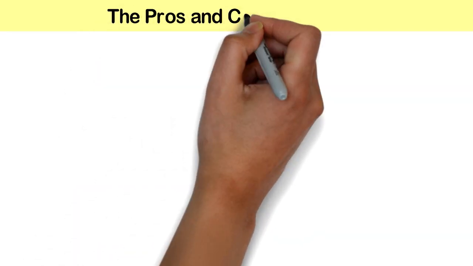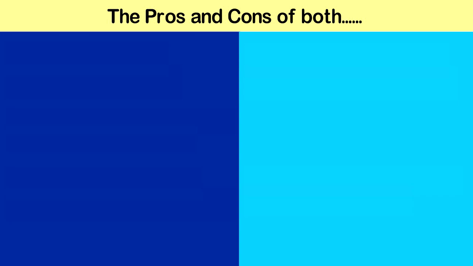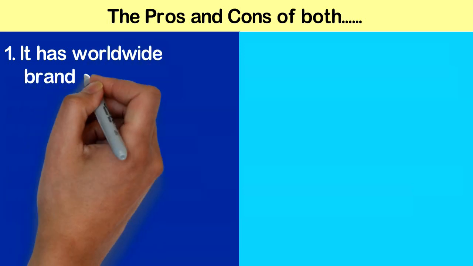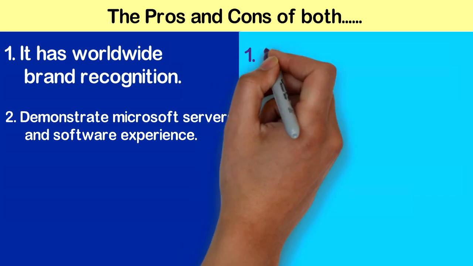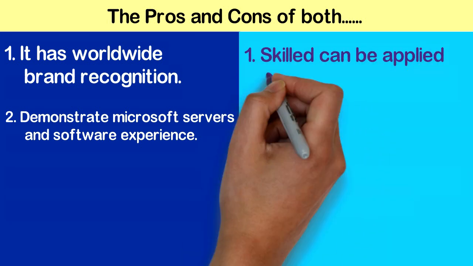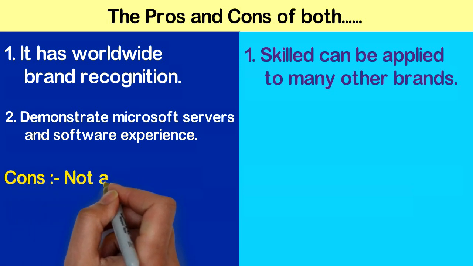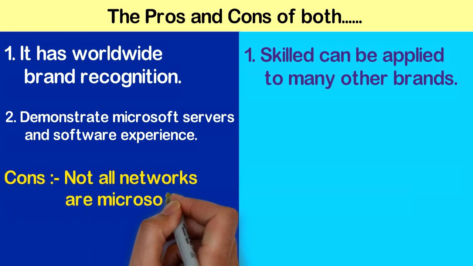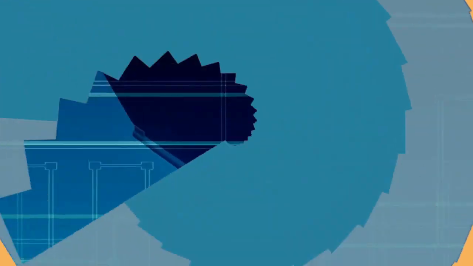Both the certifications have their pros and cons. Let's have a look at the pros of the Microsoft certification. It has worldwide brand recognition, and it demonstrates Microsoft server and software experience. While the Cisco certification demonstrates experience with Cisco equipment, the skills can be applied to many other IT brands also. This is one of the primary benefits of Cisco certification. The cons are: not all brands have networks based on Microsoft, and the Cisco certification is difficult to obtain. Let's jump to the final conclusion.